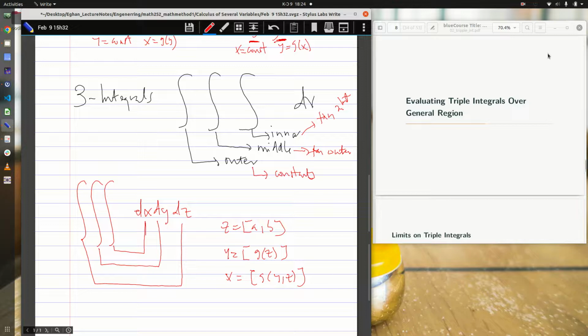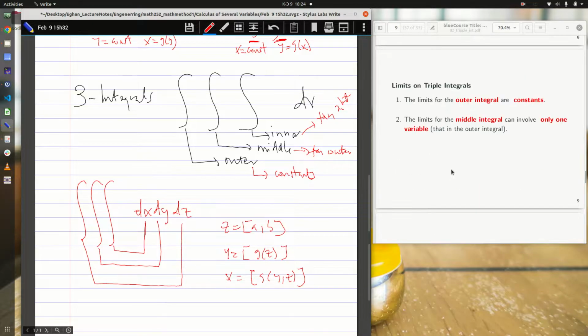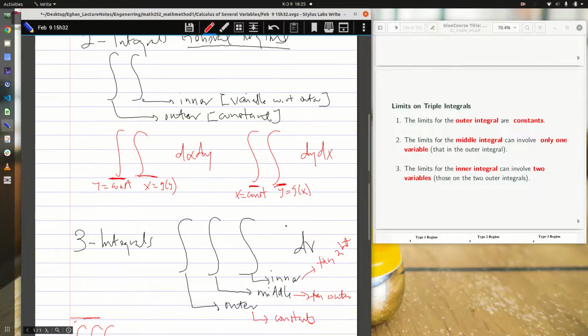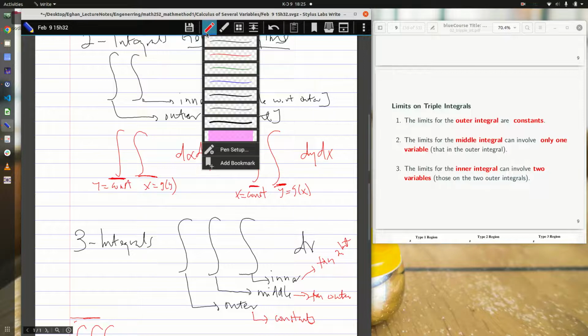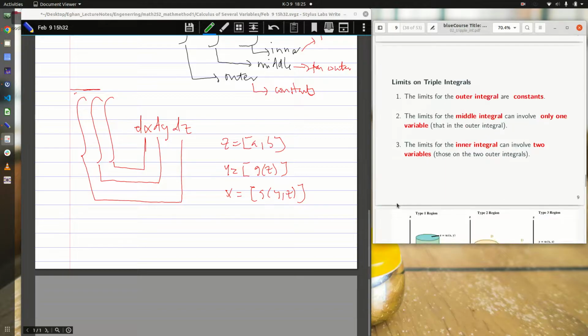So let me go through the slides here. So the rule says that the limit for the outer integrals are constant. I've explained that the limit for the middle integral can only involve one variable depending on the outer, and then the inner integral depends on two variables, that is the two other integrals I have here. Now remember that in the double integral we were slicing through the x-axis and y-axis. So if I'm taking this aspect of the double integral, you realize that I'm slicing through the x-axis. In the same way, if I take this aspect of the integral, I was slicing through the y-axis. Now the same rule applies to triple integrals. So I'll take through the slices here.